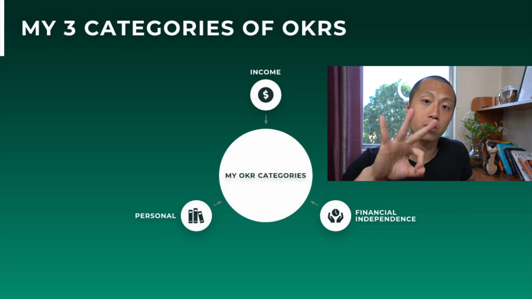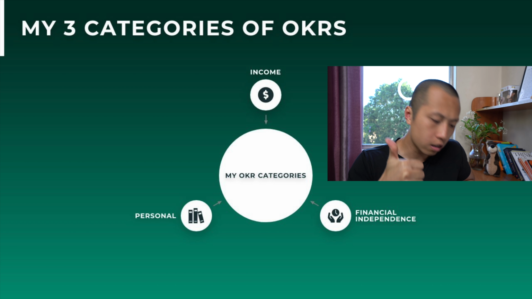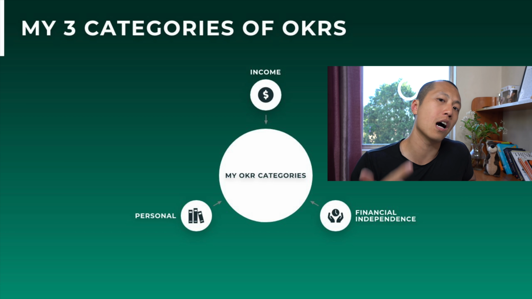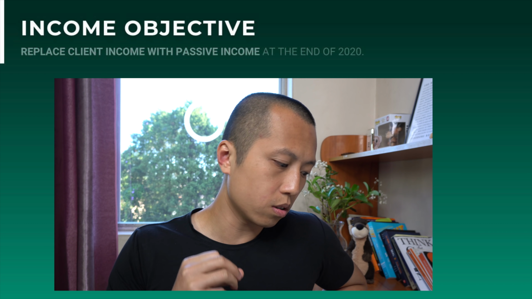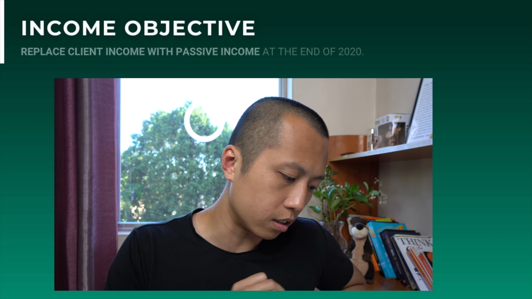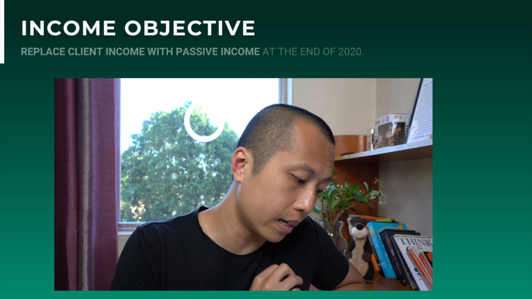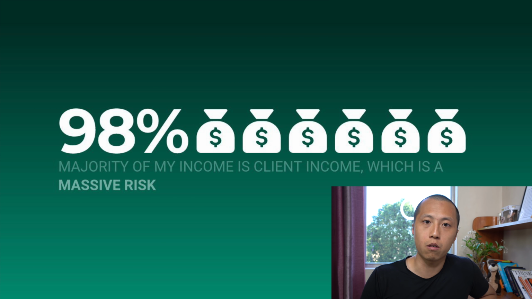Now I have three categories of OKRs. I have an income OKR, I have a financial independence OKR, and I have a personal OKR. When it comes to an income OKR, my objective at the end of 2020 is to replace my client income with passive income. This doesn't mean that I don't want to work with clients moving forward, but the majority of my income right now does come from clients, and that's also a risk on my side as well, because what if the client suddenly decided that they no longer need me?